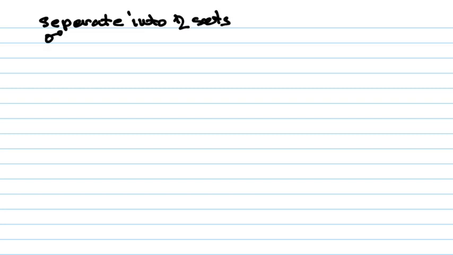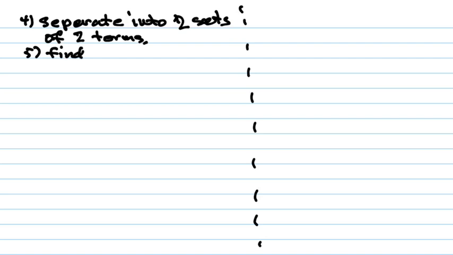Okay. Next, separate into two sets of two terms. In other words, you're going to break it in half. Because you don't have 3 terms anymore, you have 4 terms. And you're just going to break it in half. Find the GCF, greatest common factor. Do y'all call it that here? Greatest common factor. That means the biggest thing that'll divide evenly into something, right? Find the GCF.